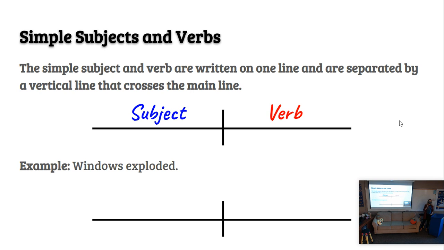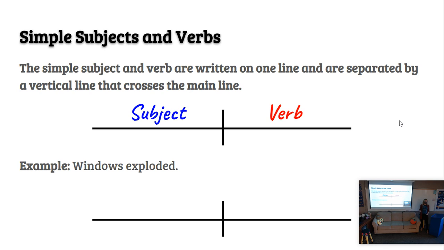It includes the two key parts that you have to have in every sentence, a subject and a verb. This line right here is called the main line. Whenever you diagram a sentence, you always have to start with the main line, because on the main line, that's where your subject and your verb will go. Your subject and your verb are always separated by this vertical line, and the vertical line, you'll notice, goes all the way through the main line. So you will always have a diagram with these components.